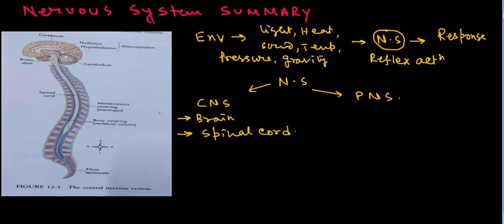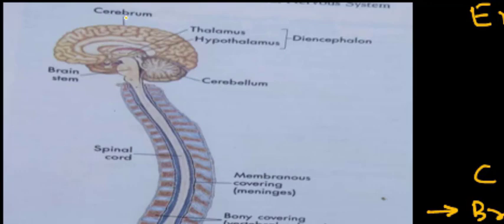There are different parts of the brain. You can see the cerebrum, which in the case of humans is most developed, right? And apart from this, the brain is made up of various regions: the prosencephalon, mesencephalon, rhombencephalon, or the forebrain.